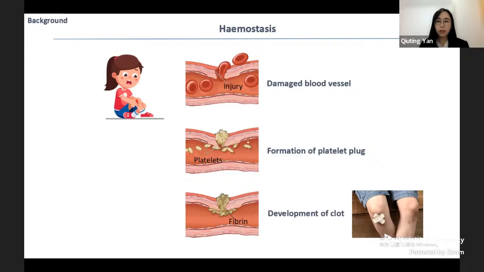The damaged vessel exposes some substances that are normally located under the vessel wall, followed by adhesion, activation, and aggregation of platelets. This can also trigger activation of proteins in the coagulation cascade, and this leads to the generation of the enzyme called thrombin. Thrombin is the central enzyme in the coagulation cascade, and it directly cleaves fibrinogen into fibrin, and therefore induces the clot formation. Then the bleeding stops.